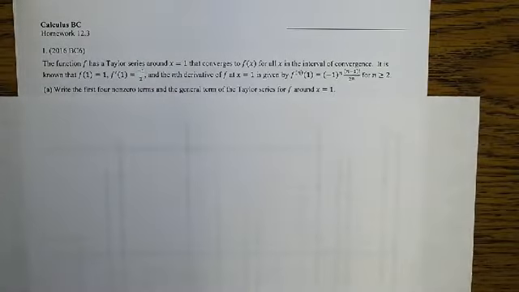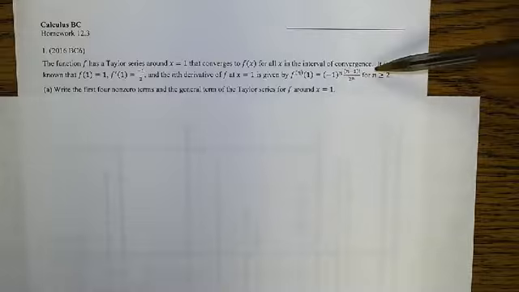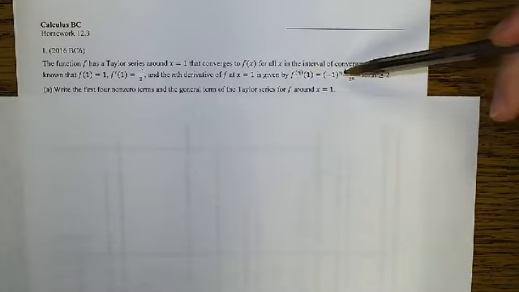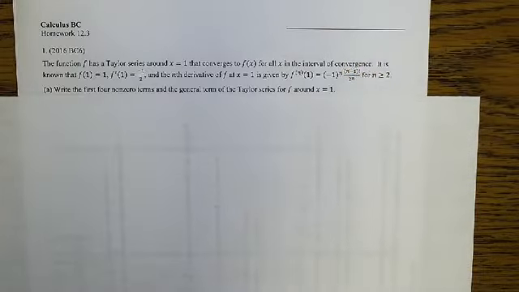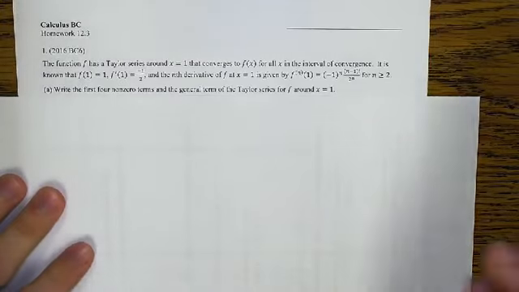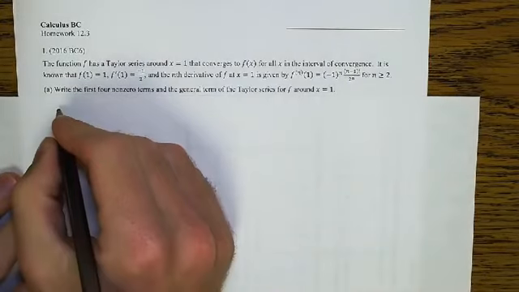The function f has a Taylor series around x equals 1 that converges to f for all x in the interval of convergence, which means that we're probably going to have to find that interval of convergence. It is known that f of 1 is 1, f prime of 1 is negative half, and the nth derivative is given by this formula, where we could just plug in 5 to get the fifth derivative: negative 1 to the 5, 5 minus 1 factorial, over 2 to the 5. Okay, so write the first four non-zero terms and the general term of the Taylor series for f around x equals 1.